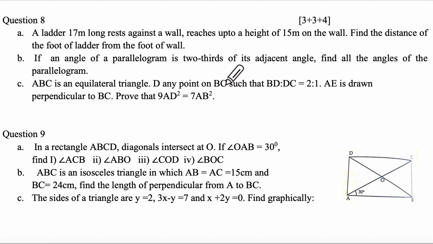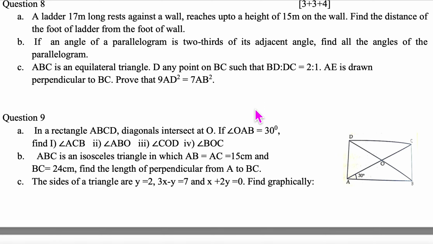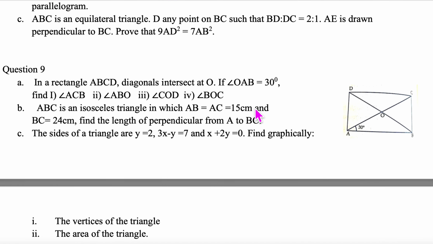Equilateral triangle, D is point on BC such that blah. AE is drawn perpendicular to BC and you have to show that this. Do you have these questions? Is Pythagoras theorem. Do you have it? Yes.